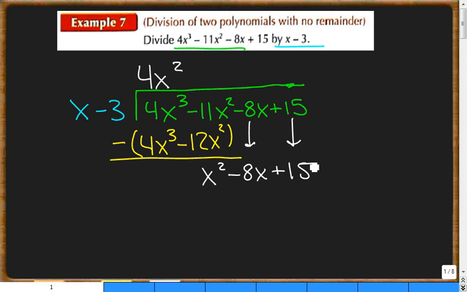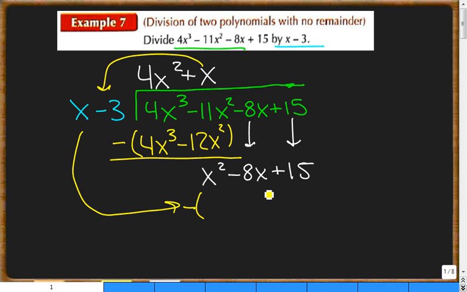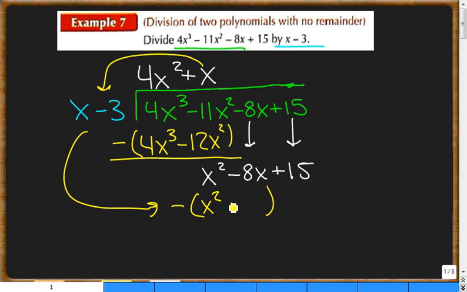So then we repeat our process again. We say, okay, well, what do we multiply x by to get to x squared? Well, that's just going to be a positive x. So then we have to go and say, okay, a positive x times this. It's going to go down here. Again, we have to subtract that away. So x times x makes x squared. X times negative 3 makes negative 3x.